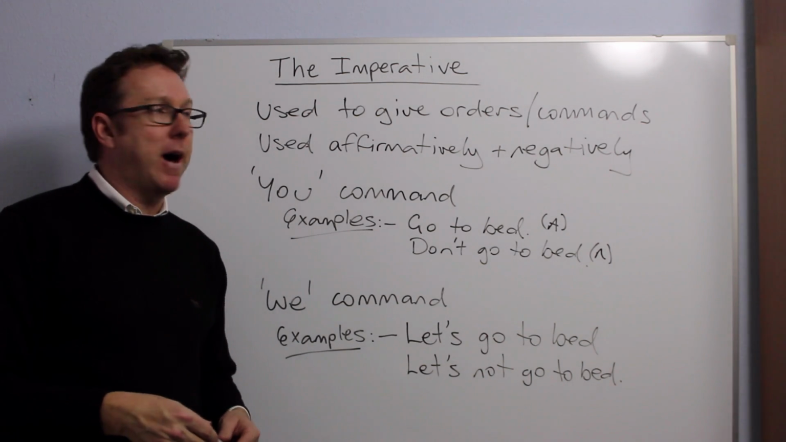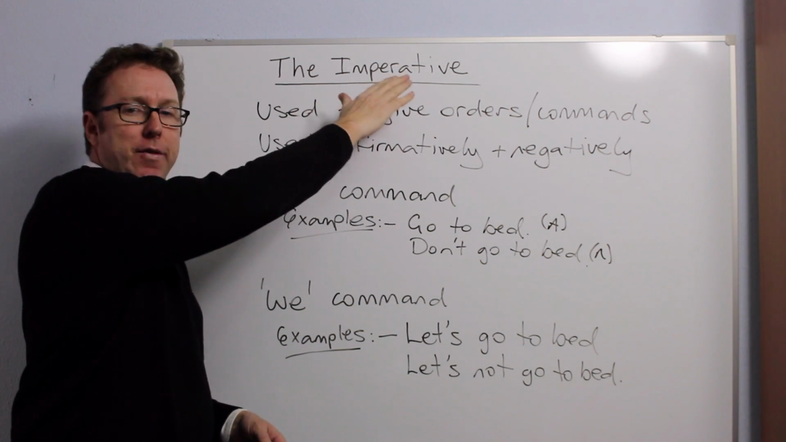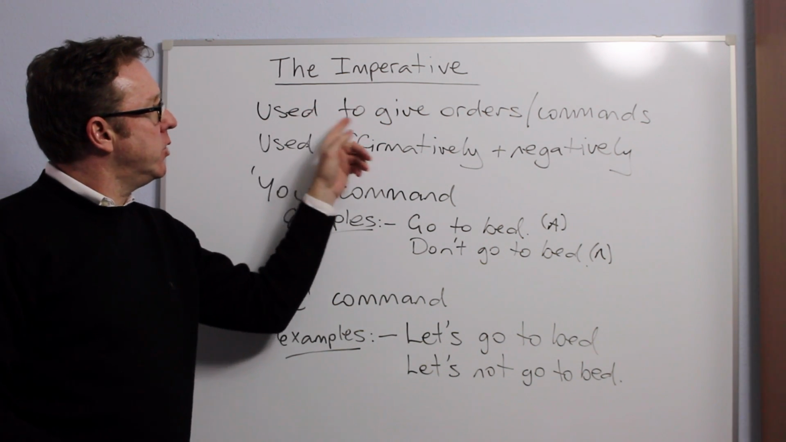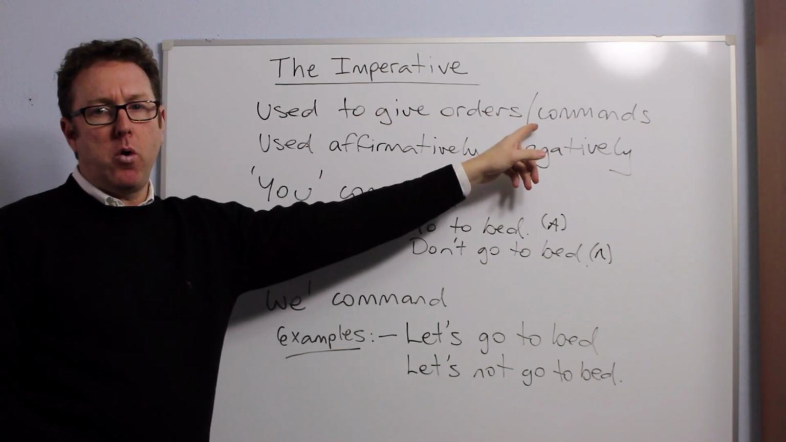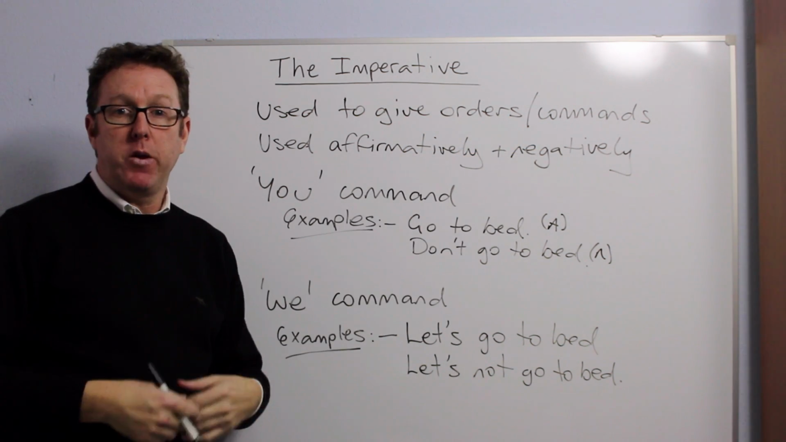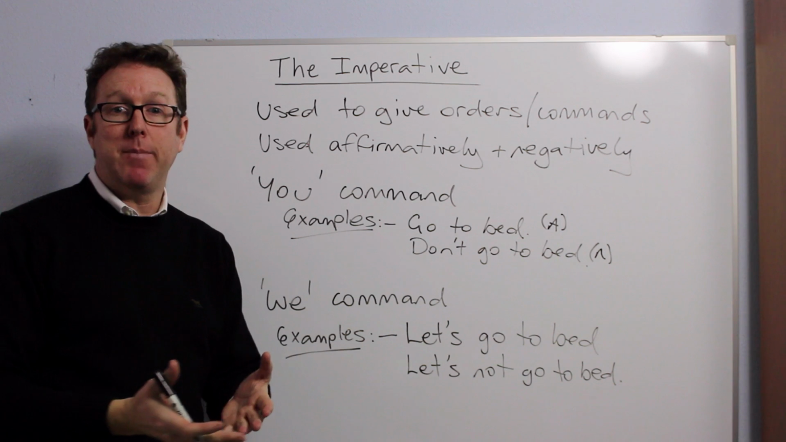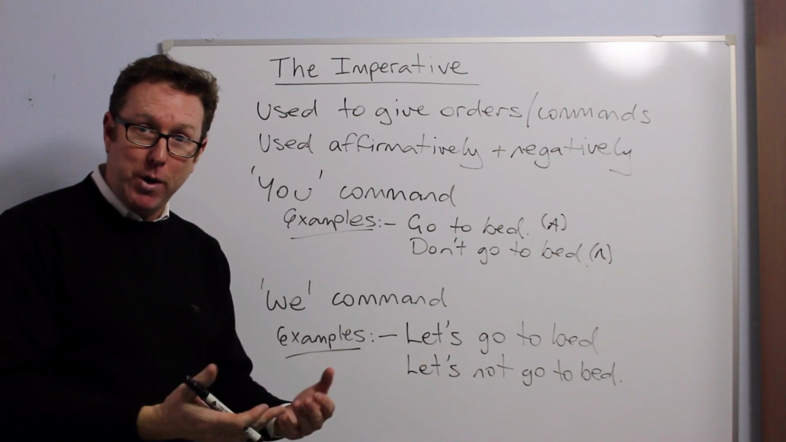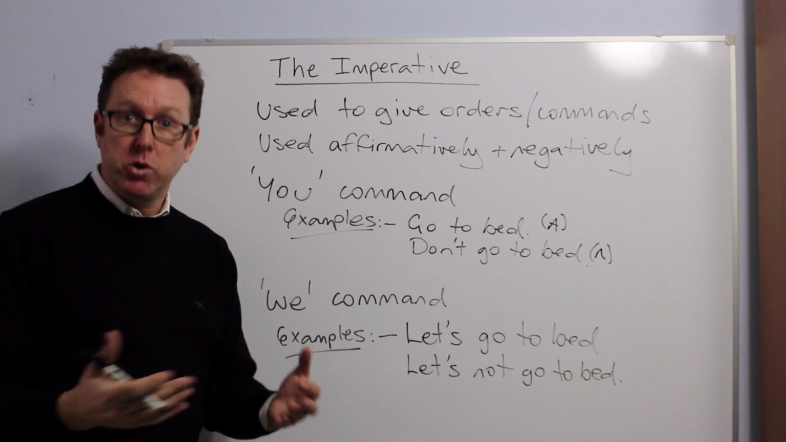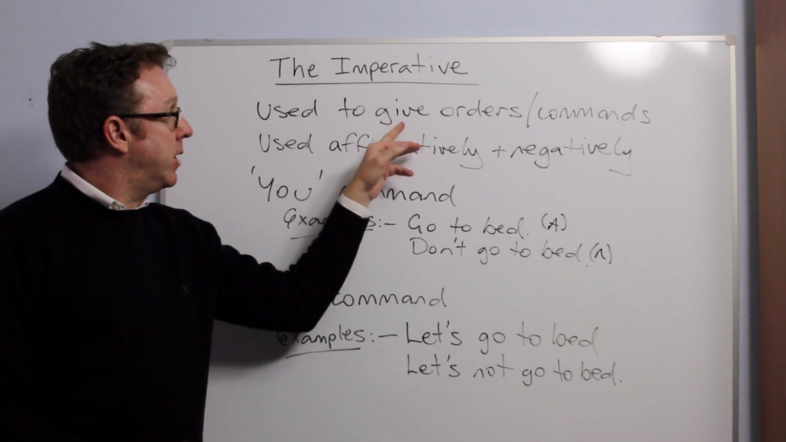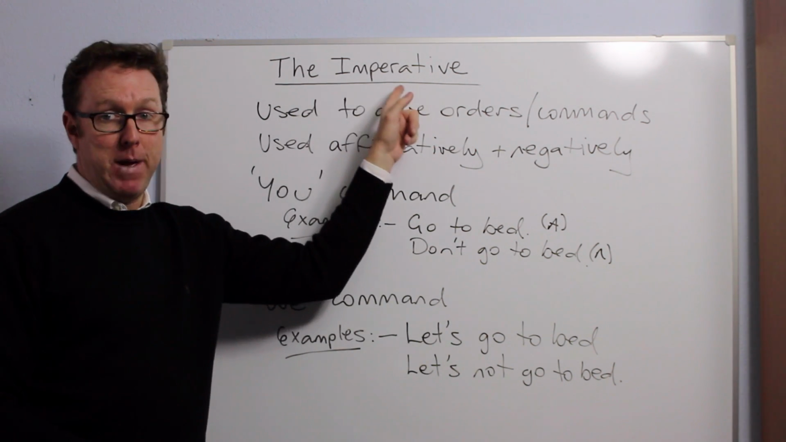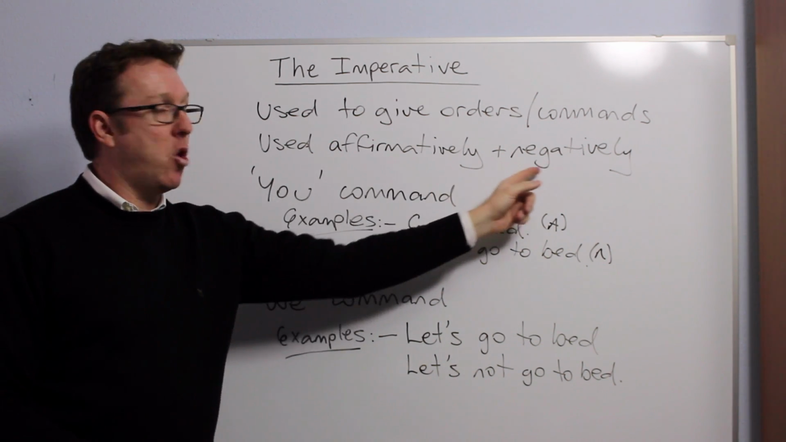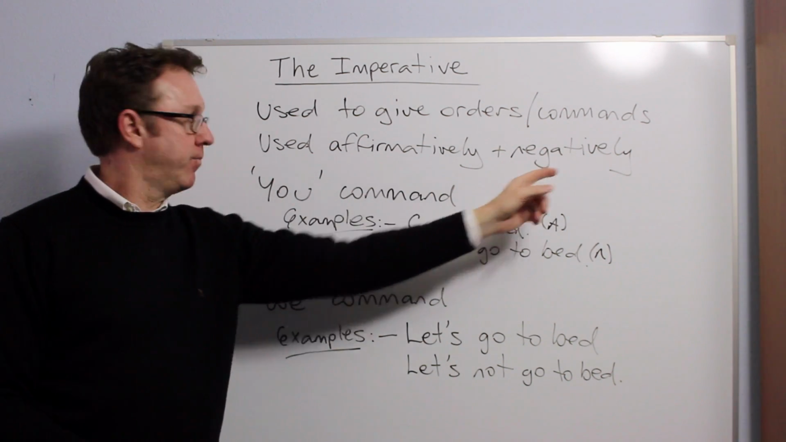Now let's start with part one, where we look at what the imperative is. The imperative is used in English to give orders or commands. So you can imagine yourself when you're talking perhaps to a dog or some other type of animal, you're giving it a command or an order, or perhaps with small children, you give them an order and we use the imperative. We can use it affirmatively or negatively as well.